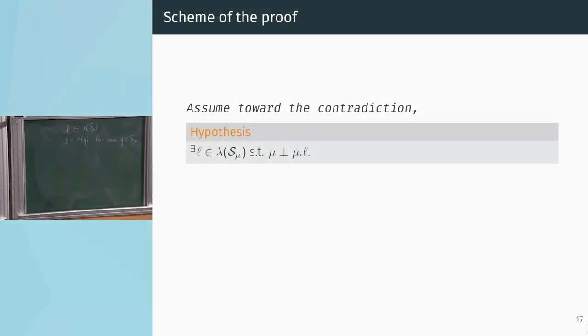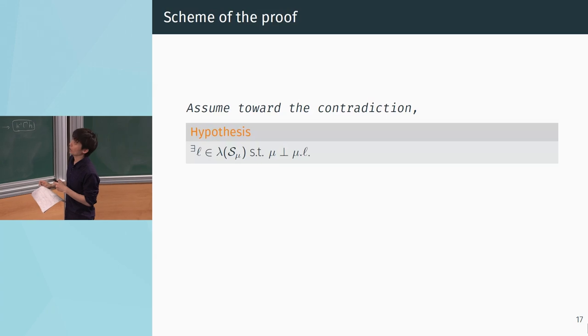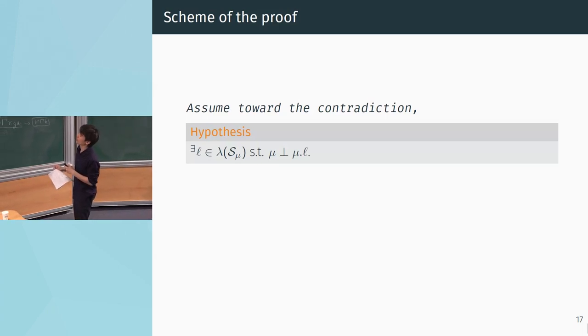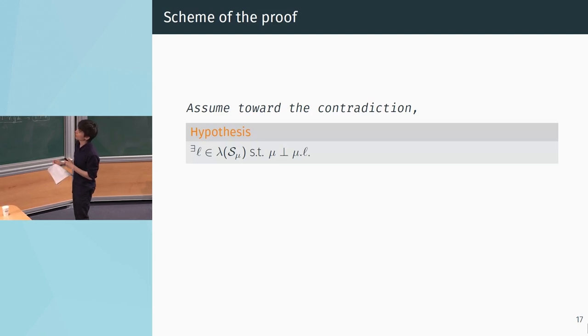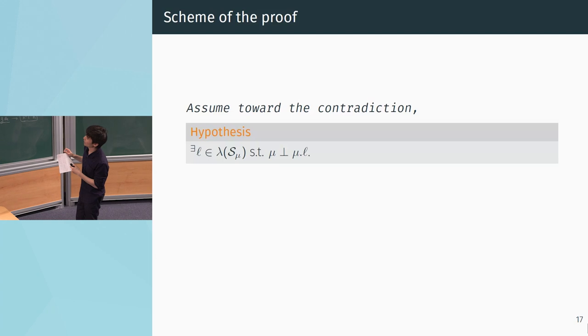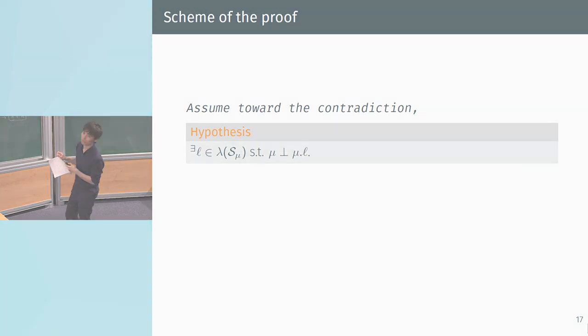Then you argue by contradiction. You want to say mu L is the same as mu. The point is that if they are not invariant, then from the fact that L normalizes N, they are either the same thing or mutually singular. So you assume by contradiction that they are mutually singular.